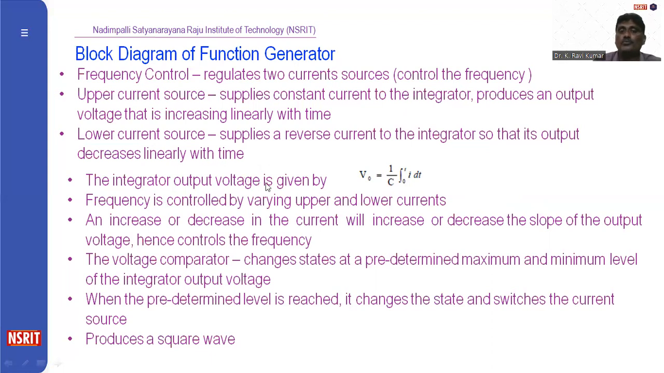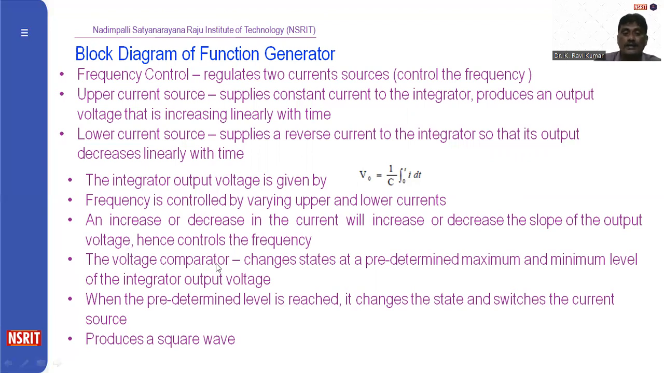The integrator output voltage is given by V0 equals 1 by C, where C is the value of the capacitor, integral from 0 to T of i dt, where i is the current flowing through it. The frequency is controlled by varying the upper and lower currents, and increasing or decreasing the current will increase or decrease the slope of the output voltage and control the frequency.